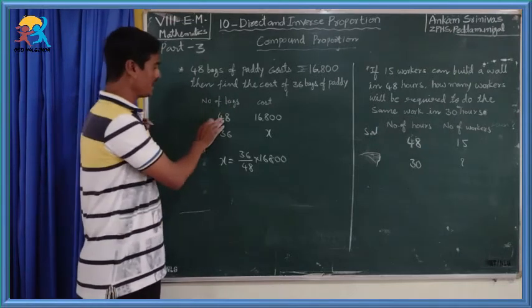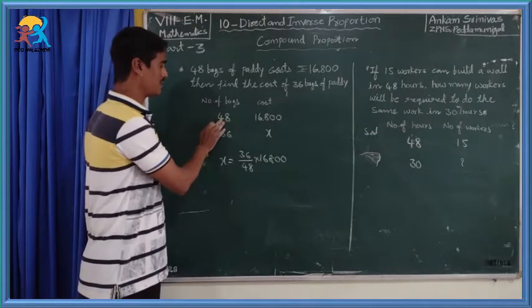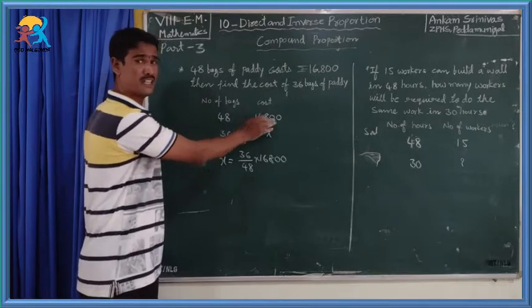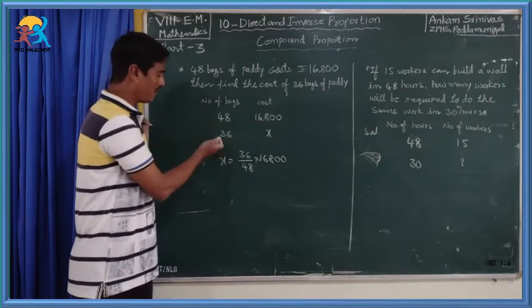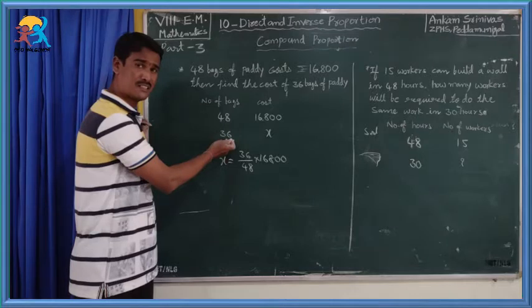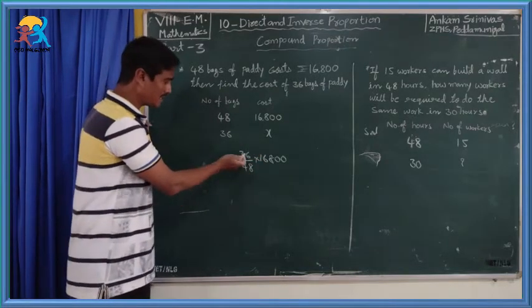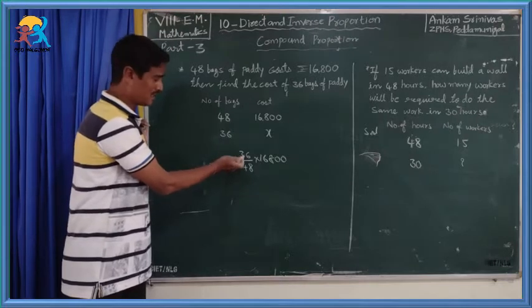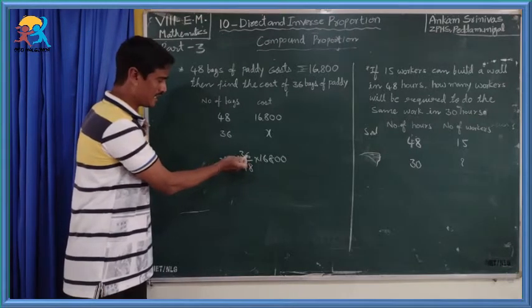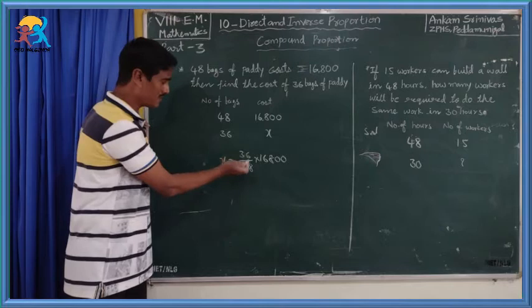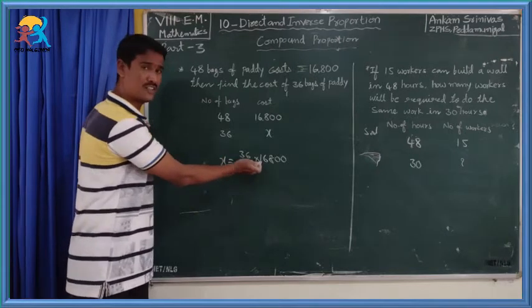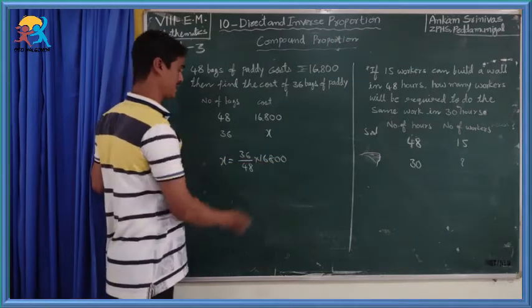Let's see, children. The cost of 48 bags is 16,800. What will be the cost of 36? Less value, so less cost. So less by more. 36 is less than 48. So less by more: 36 by 48 into 16,800.